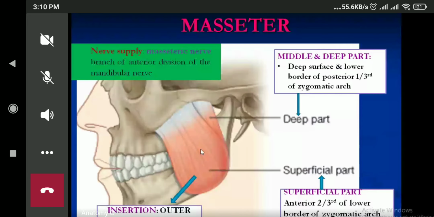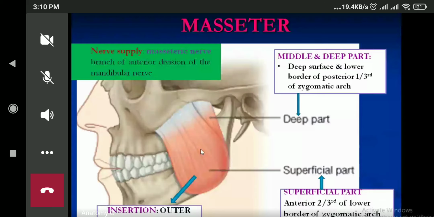You just recall the branches of the trigeminal nerve, the branches of the mandibular nerve. The masseteric nerve arises from the anterior division of the mandibular nerve. When I was teaching you the cranial nerves, at that time also I told you the masseteric nerve arises from the anterior division of the mandibular nerve.